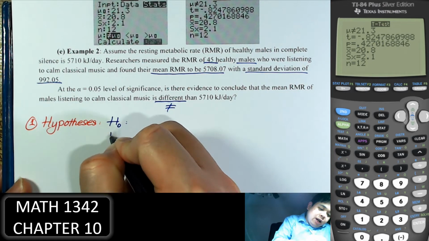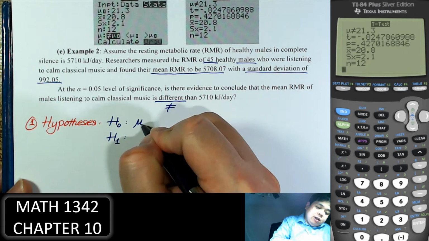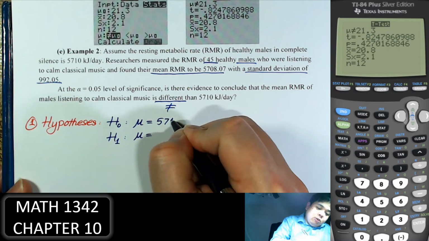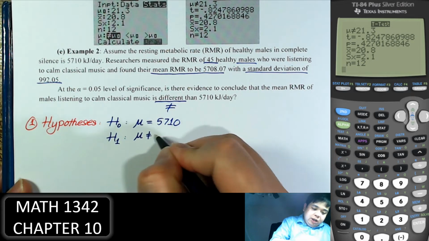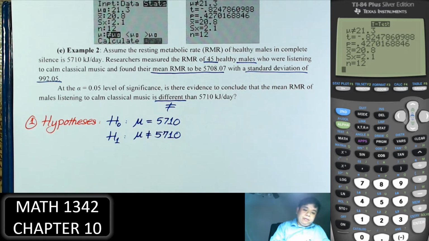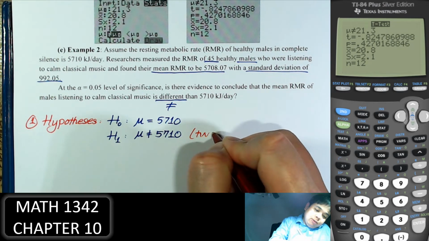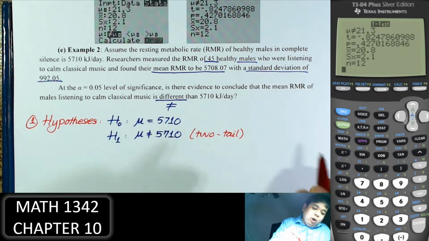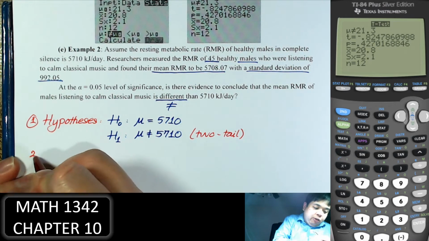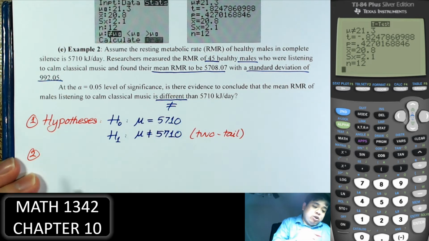H0 and H1. We say that the mean is equal to 5710. Alternate hypothesis, not equal to. And not equal to, that is the two-tail. We need that to enter in calculation. That is involved heavily in the computation to determine if it is left, right, or two-tail.